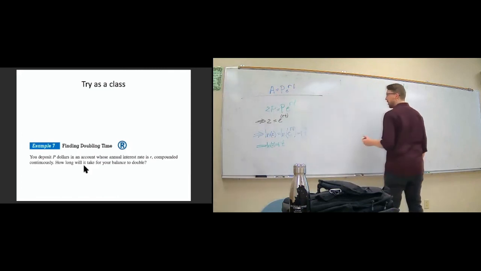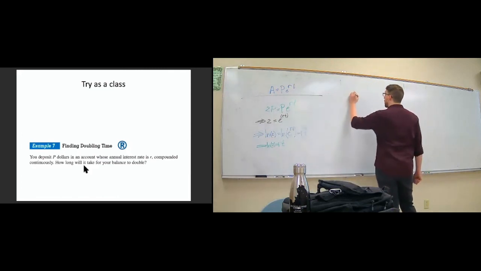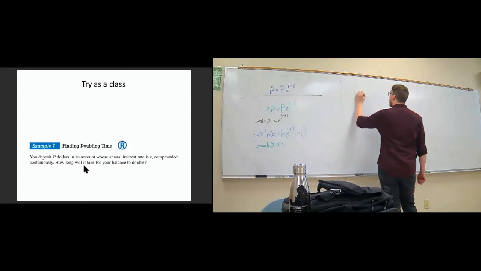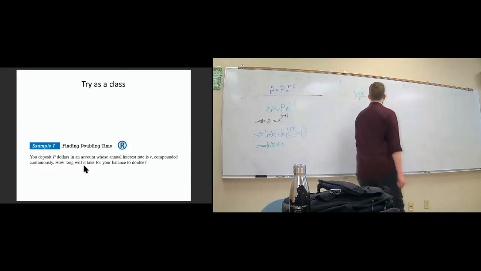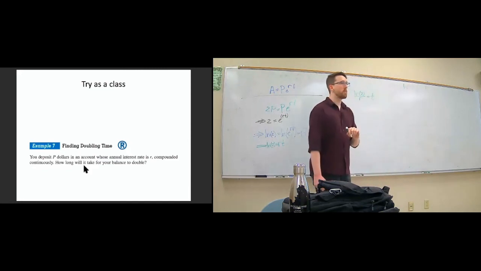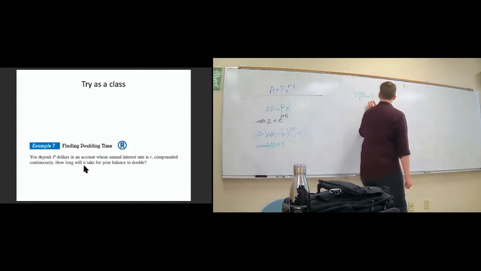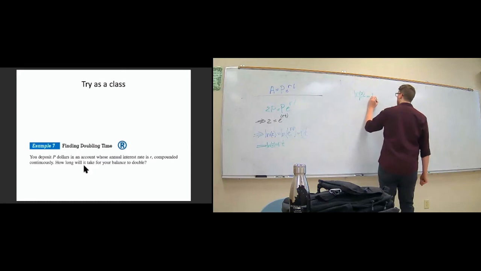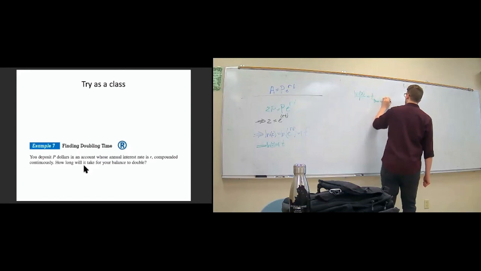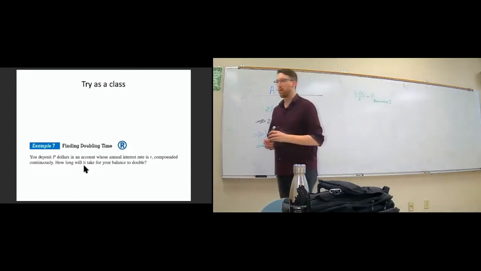Now to finish this, we're just going to divide both sides by R. We get that the ln of 2 divided by R is equal to the amount of time it takes to double your principal.